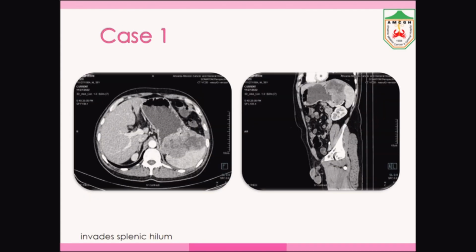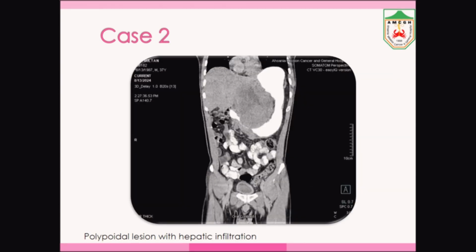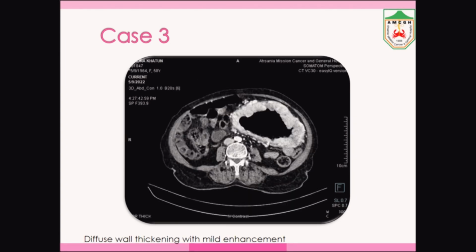This is our case showing a lesion in the fundus which is ultimately invading the splenic hilum. This is another case where there is a large polypoidal lesion invading the stomach. This is the diffuse wall thickening extending from the cardia to the antrum, which is a known case of linitis plastica.